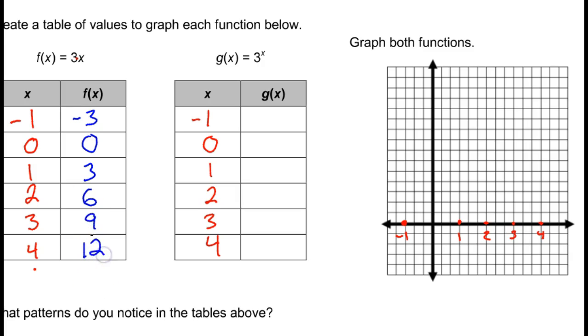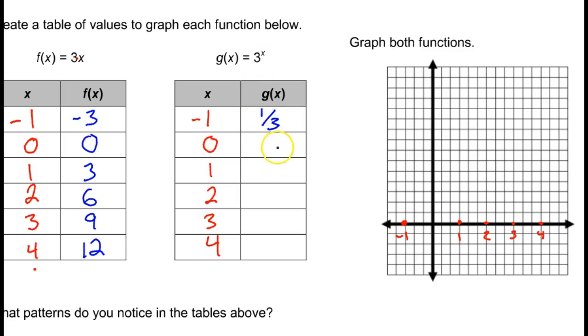Okay, so just multiply them by 3. You know how to do that. And now we know from here, a -1 power is going to be the same as a 1 power, but the reciprocal. So 3 to the 1 is equal to 3. 3 to the -1 is equal to 1 over 3.